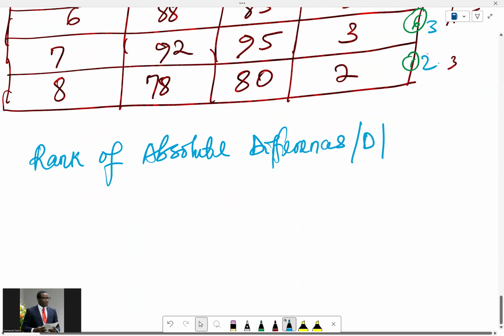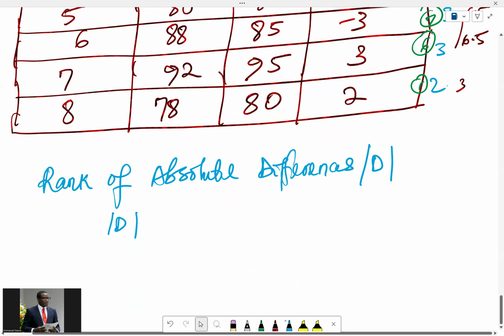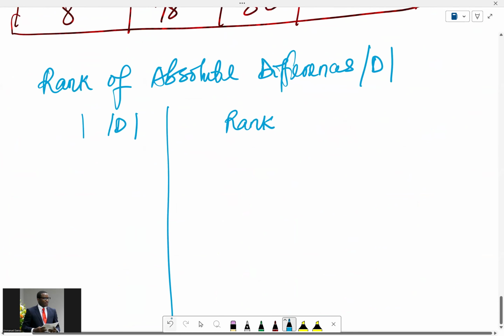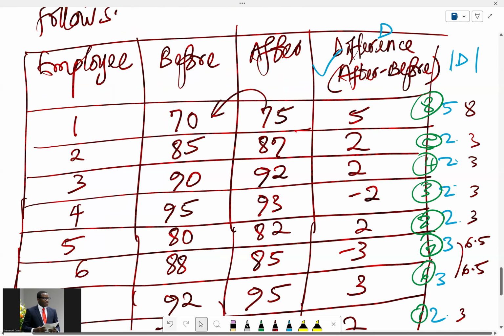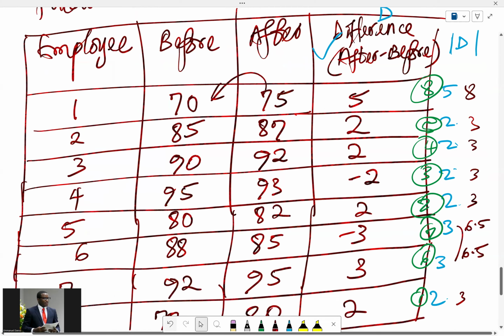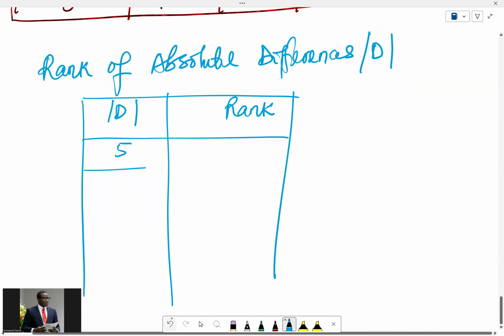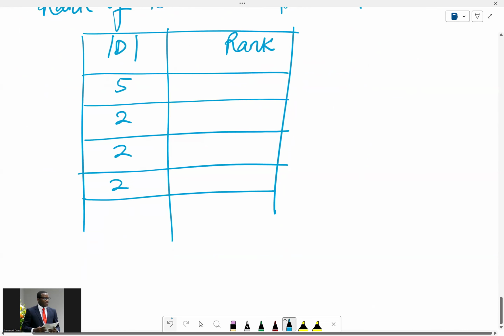So let's now do the table for that now. So we need to rank the absolute value. So we have absolute value of D, and then the rank. Don't forget this is Wilcoxon Signed-Rank Test. So absolute value, like we have 5, 2, 2, 2, 2, 3, 3, 2.